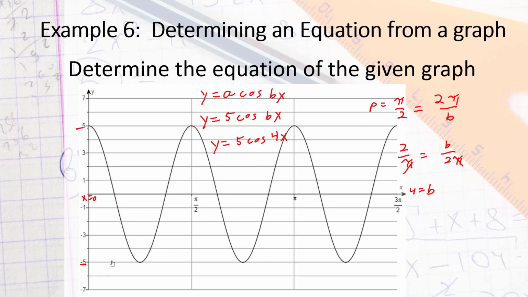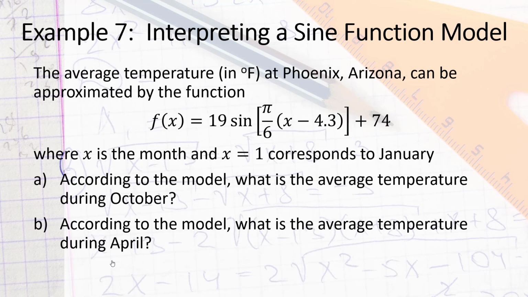And now the last thing that I want to talk about in this particular class is basically interpreting sine function models, or cosine function models. And here we have that the average temperature in Phoenix, Arizona can be approximated by this particular function, where x is the month and x of 1 corresponds to January. So you know how the rest of them would go. According to this model, what is the average temperature during October? And once again, remember, since there's nothing specified, and since we're dealing with a pi, we must be operating in radians.